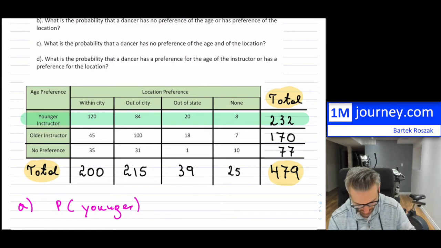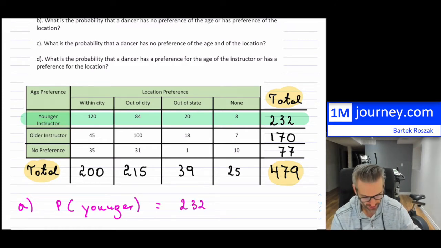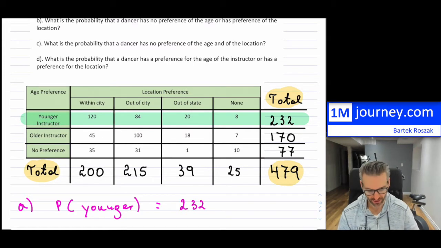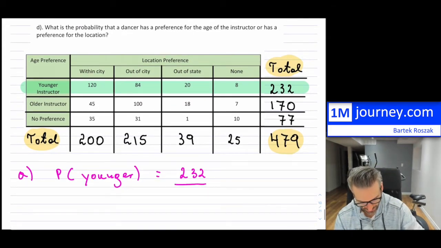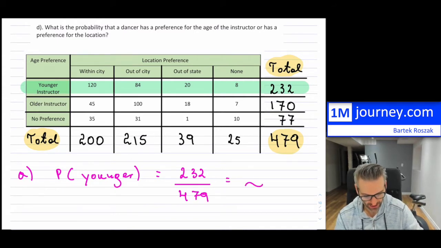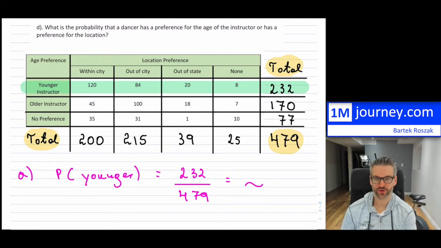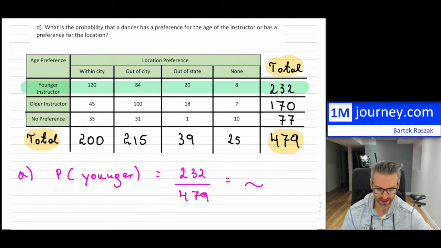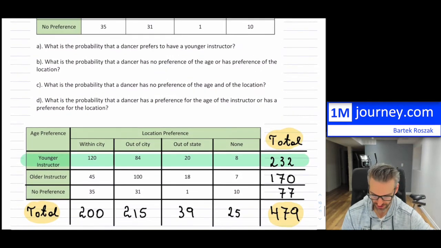if you're choosing this at random, 232 of these prefer a younger instructor, and then you have to do it out of the entire total, so 479. So that's what that would be, and then you can turn it into a percent if you like. I'll just leave it as a fraction. For me, it doesn't really matter. I just want to show you how to tackle these. So that's what it would be for the younger instructor. All right, so that's part A.